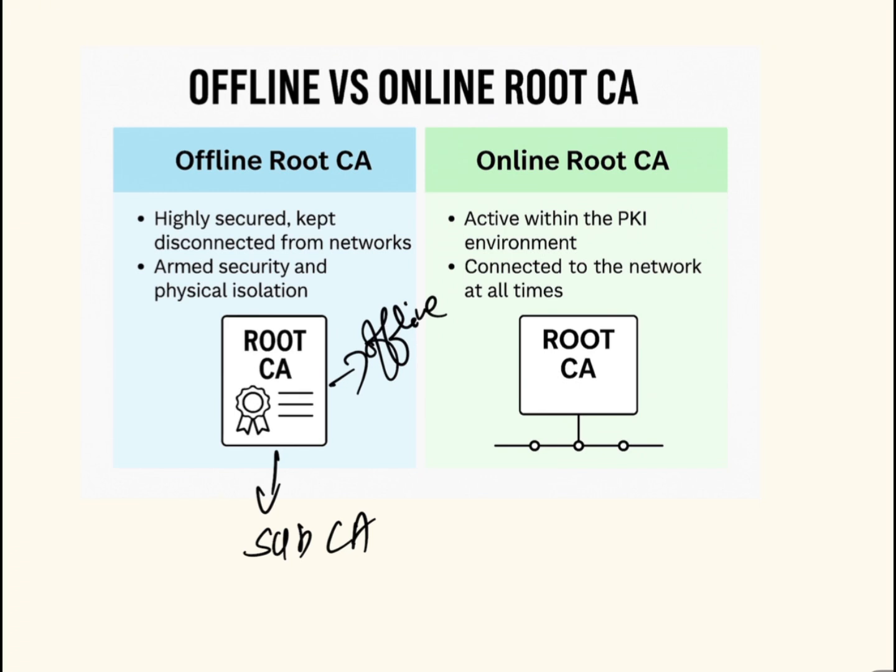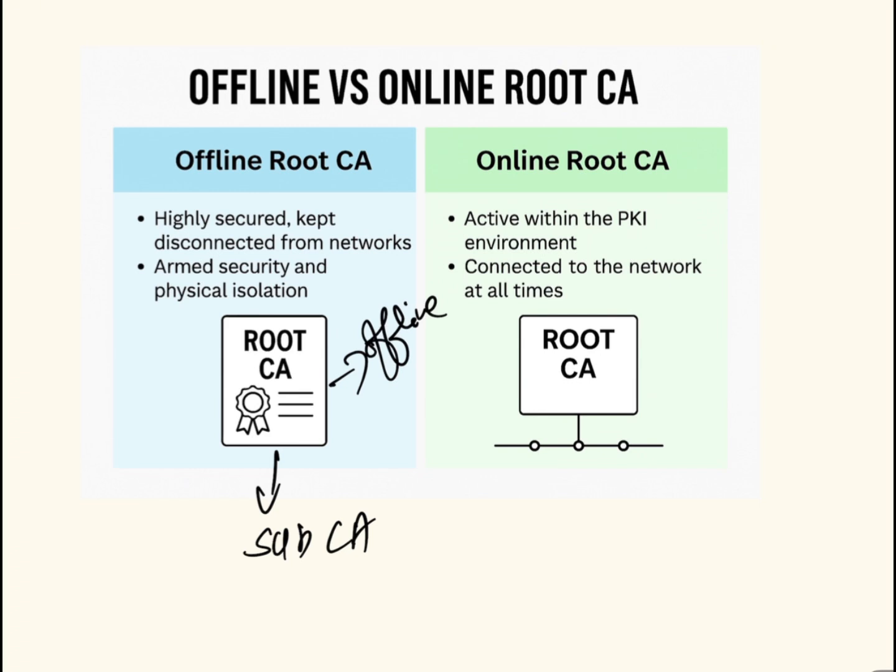So sub CA is always online, so it can sign certificates for internal websites, VPN servers, email systems, Wi-Fi controllers, internal applications. So companies use this for their internal applications, internal websites, and VPN servers. It publishes its own CRL, certificate revocation list, and supports OCSP, online certificate status protocol, for real-time certificate status checking.